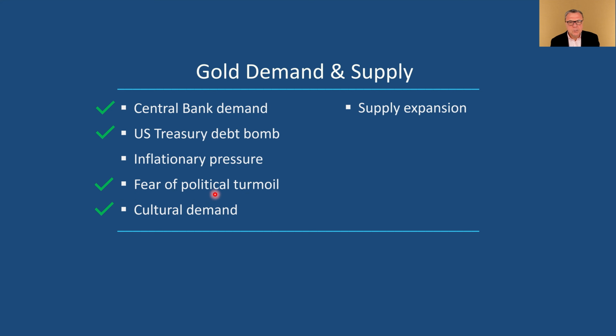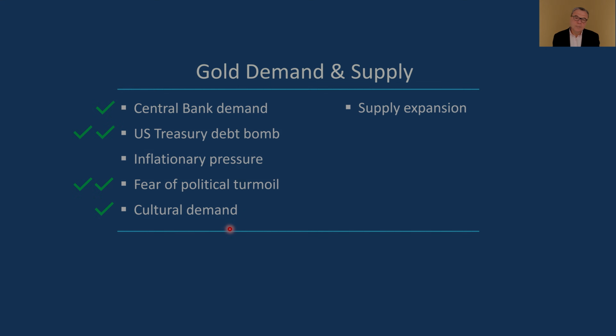The fear of political turmoil, I think that as AI really emerges more and more strongly, this could get very large. And then cultural demand is enduring, growing through time. I look at those factors and I see plenty of long-term demand for gold. I think gold is headed up. Mostly I like gold for hedging, but I think those demand factors are really very significant. Okay, what about supply?